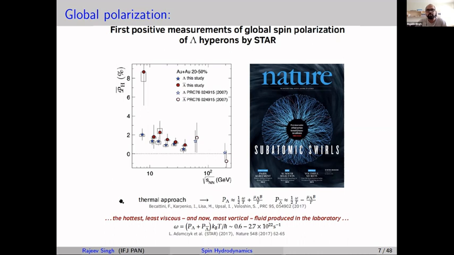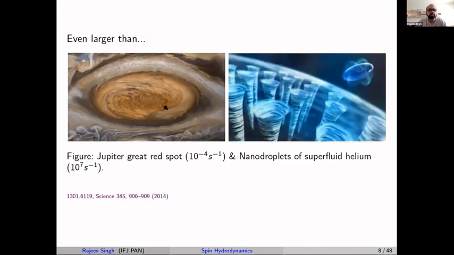which means that the models which assume the local thermodynamical equilibrium of spin degrees of freedom are called the thermal vorticity approach or thermal based models, which have found good agreement with the data on the global polarization of lambda hyperons. And just for comparison with other things, this QGP vorticity is much larger than even the Jupiter Great Red Spot and nanodroplets of superfluid helium. The details of which can be found in these articles, and this is the proof till now that QGP is the most vortical fluid ever.